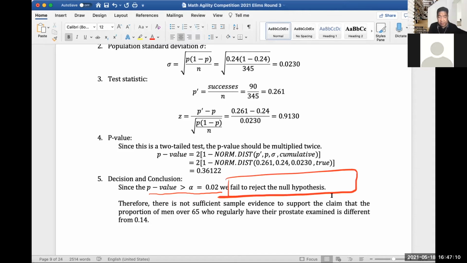So what is our conclusion then? Therefore, there is not sufficient sample evidence to support the claim that the proportion of men over 65 who regularly have their prostate examined is different from 0.24, meaning they are actually equal for our samples. So it's not different from 0.24. That's what I mean. Okay, so let's move to question number 3.